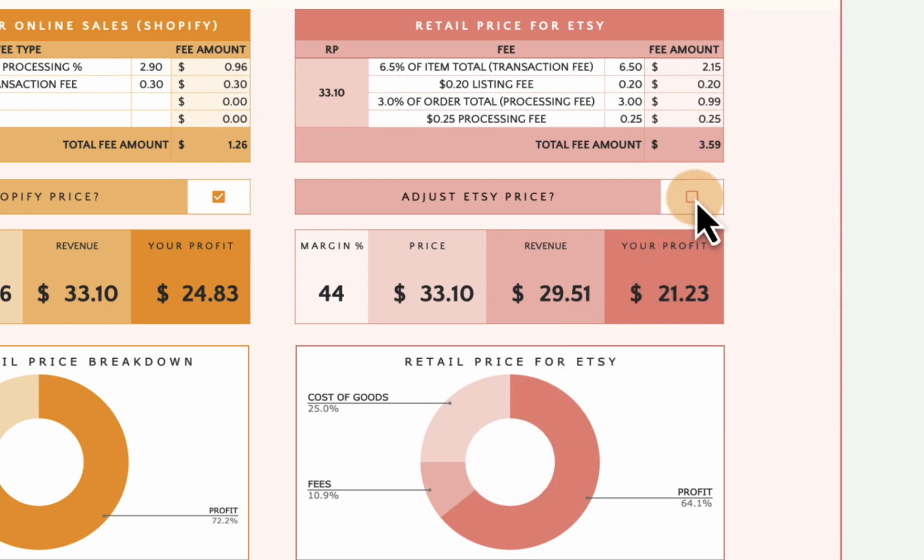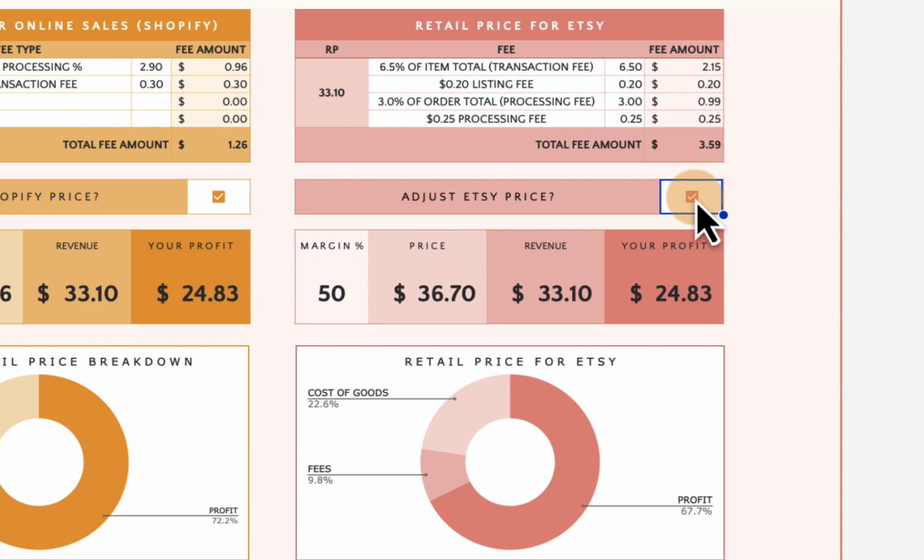Click the checkbox to adjust price and it will automatically show you how much you should charge on Etsy to maintain your desired profit of 50% margin. If Etsy ever change their fees to, let's say, 10%, you can simply change this number here and calculations will be adjusted automatically.